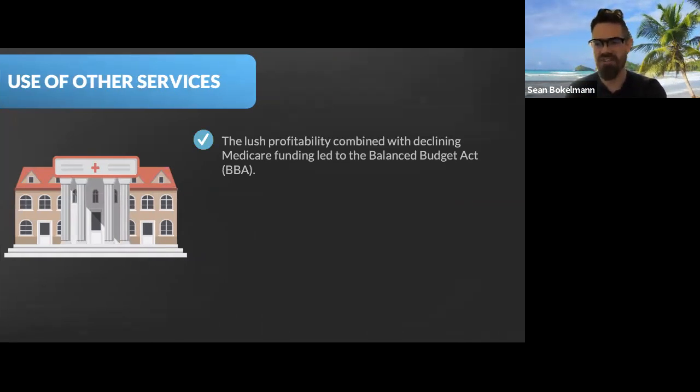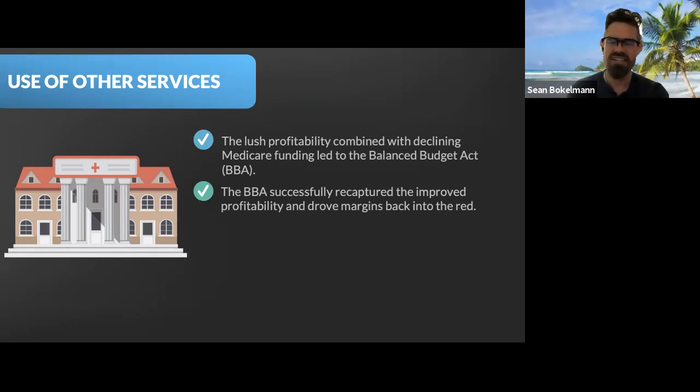And Congress took notice of this, right? So they saw, oh, hey, these hospitals are making a good amount of money again, and we'd like to balance the budget. And so part of the Balanced Budget Act led to basically a recapturing of these profits. So Congress went in and basically said, hey, it's nice that you're making that money, let's take it from you. And this ultimately drove their margins back into the red, where they were no longer profitable.